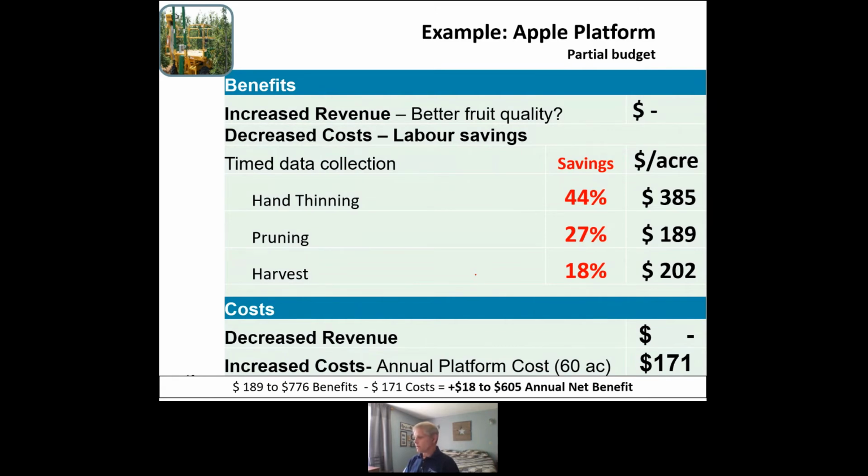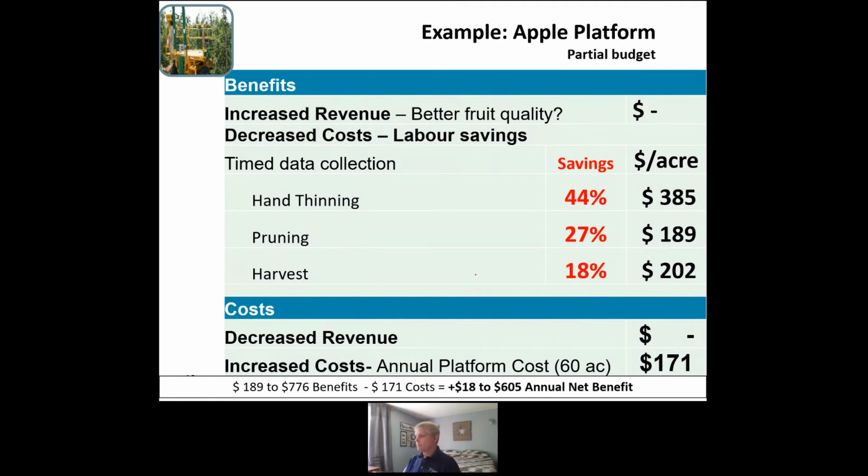And so the net benefit at the bottom, $18 to $605 annual net benefit. So, certainly some strong net benefits, but again, it comes to the question of, well, what's enough, right? Like what level of net benefit is enough to make sense for me? It's not just that it's positive. Because it's a new piece of equipment, we're buying this for $60,000, we need to know when it's going to pay off.